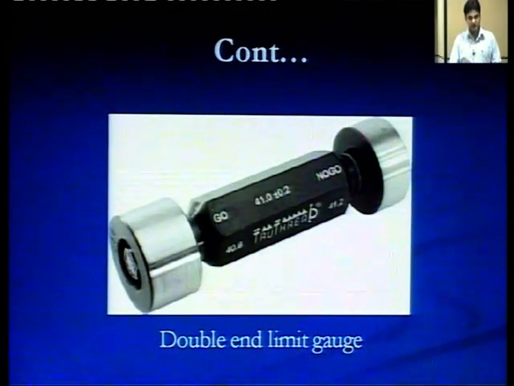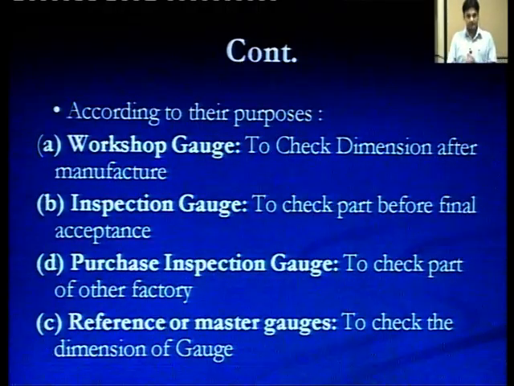That diagram I have already shown you about the double and limit gauge. Next comes how gauges are classified according to their purposes. First one is the workshop gauge. This is used to check the dimensions along with manufacturing. When the products are being manufactured, on that site or on that table, they are being checked by the workshop gauge.